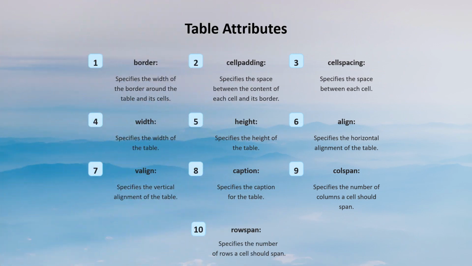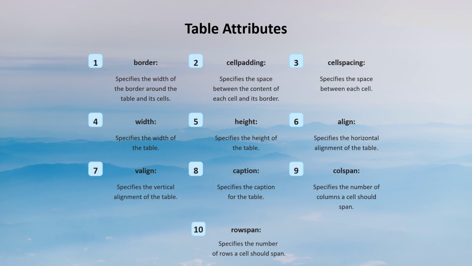So now here are some attributes used in tables. First one is the border. The border attribute sets the thickness of the border around table cells, and we can set it to control visual separation between cells. Second is cellpadding. The cellpadding attribute specifies the space between the content of the cell and its border. It adds padding inside each cell. Then cellspacing. The cellspacing attribute sets the space between cells in a table. It controls the gap between adjacent cells.